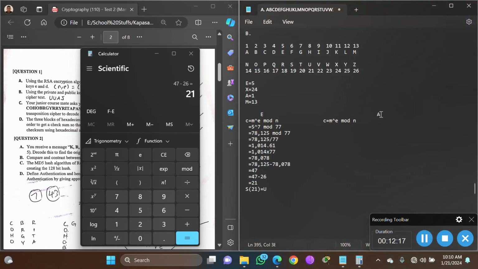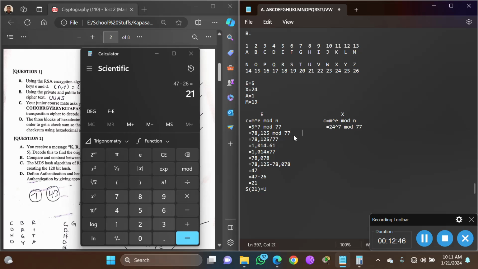I meant to say we need to encrypt the next letter, which is X, not A. So now we are encrypting X. So X is our plain text in that case. So where there is M, you represent it with the number for X, which is 24. Then you say power 7, then again mod 77, like that.